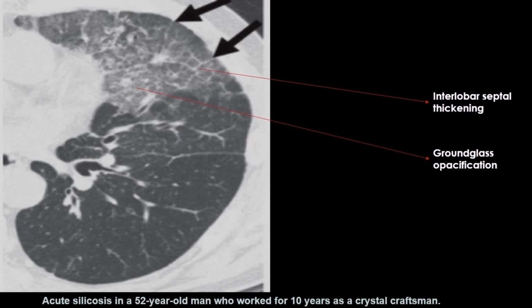Axial CT chest in a lung window showing evidence of interlobar septal thickening and also fine ground glass opacification in the left lung. This is in a patient with acute silicosis who is 52 years old, who worked for about 10 years as a crystal craftsman.